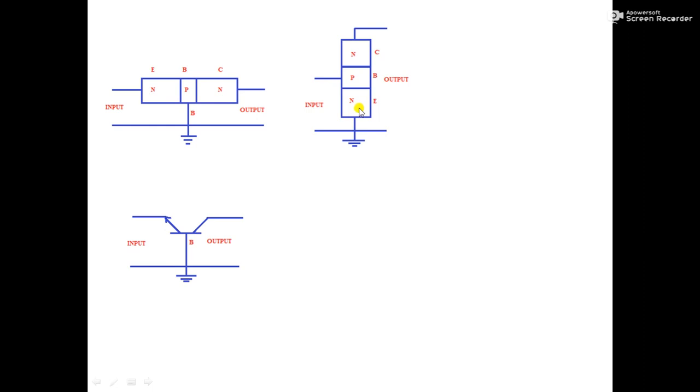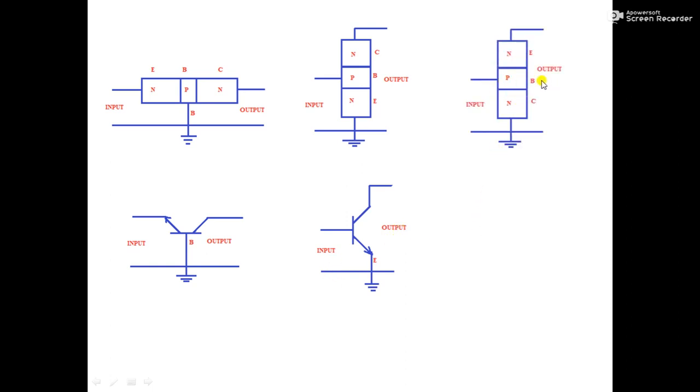This is the common emitter connection. Here the emitter is common to both input and output, and this is the circuit symbol for the common emitter connection. And this is the diagram for the common collector. This terminal is the collector, it is grounded and common to both input and output, and the corresponding circuit symbol is given here. So that's all for today.